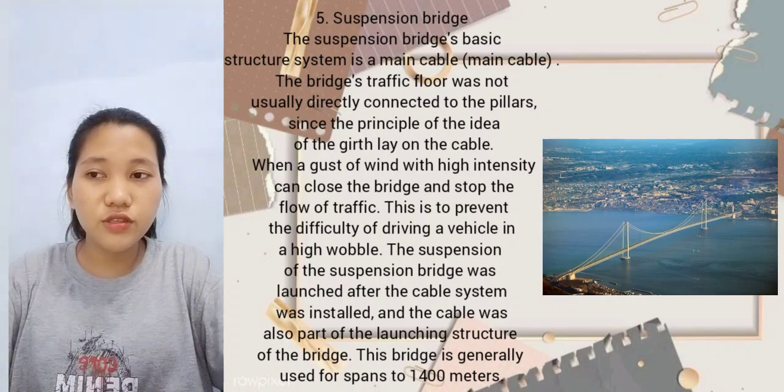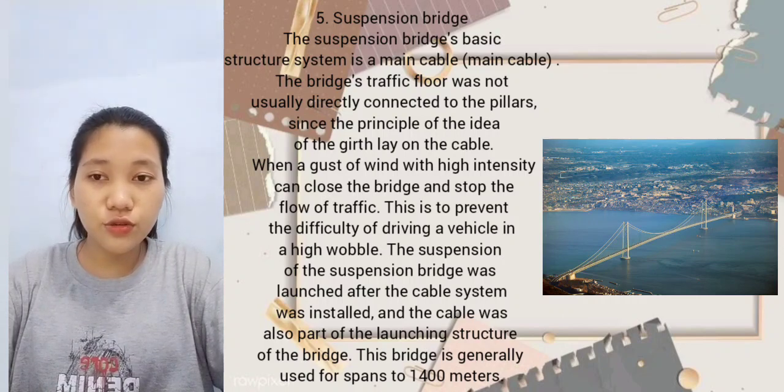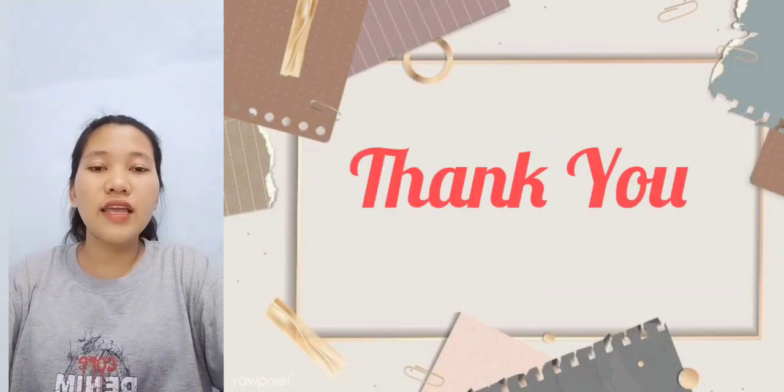The suspension of the suspension bridge is launched after the cable system is installed, and the cable is also part of the launching structure of the bridge. This bridge is generally used to span up to 1,400 meters. That's how I explain bridge construction and types.